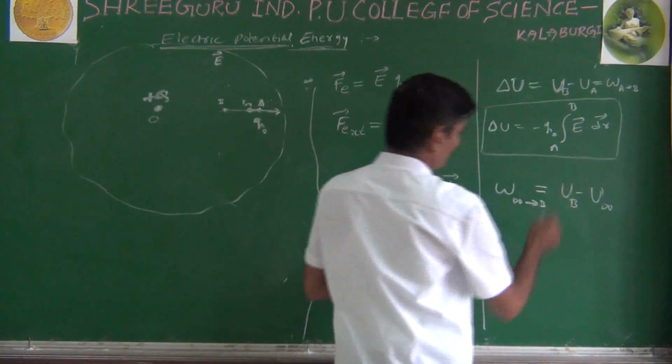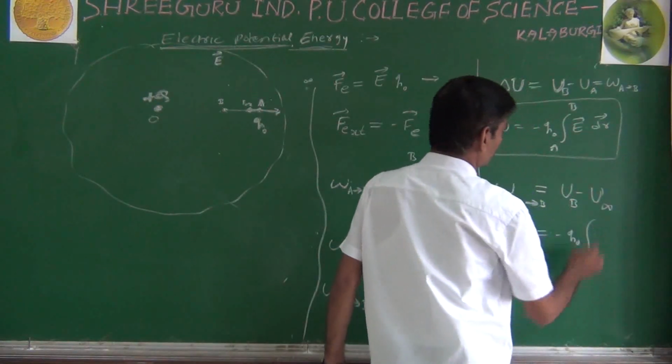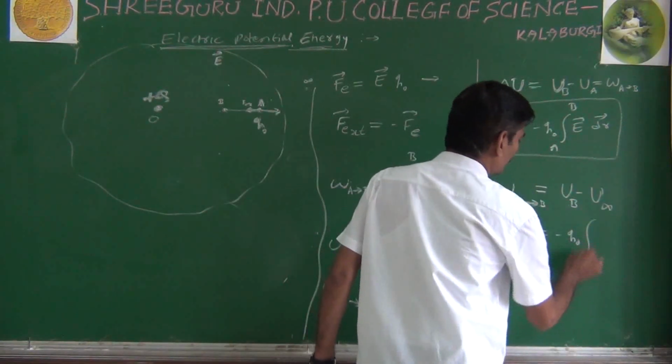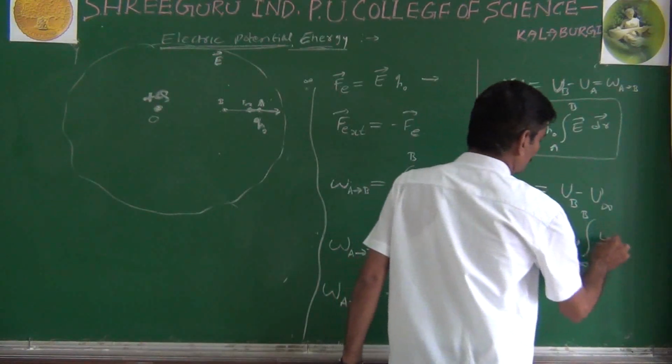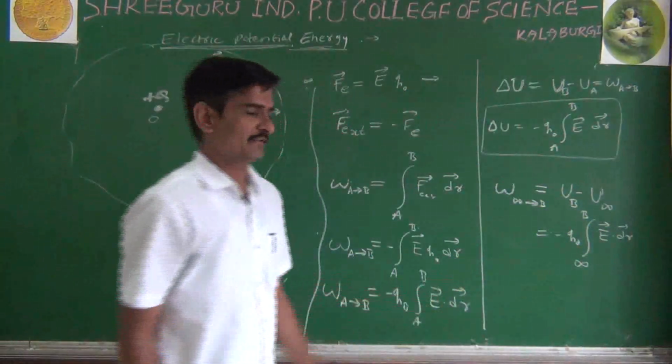So you can write it as minus Q naught times the integration from infinity to the point B of vector E dot dr. You can write it like this.